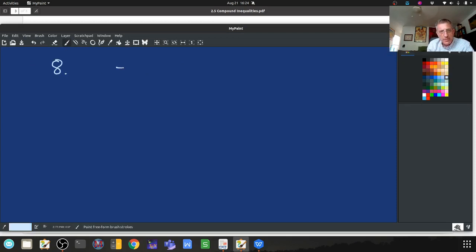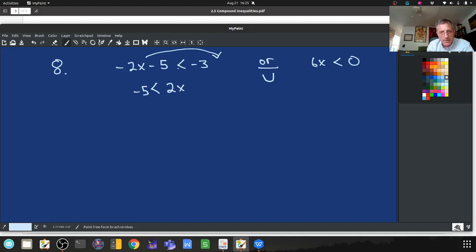And I have minus 2x minus 5 is less than minus 3, or 6x is less than 0. So remember, or denotes union. So we're going to solve both of these in turn. I'm going to do something right here like I've always been doing. I'm going to take the minus 2x and move it over here, so it changes sign. And the minus 5 is over here by himself. And the minus 3 I'm going to bring over and it becomes plus 3.